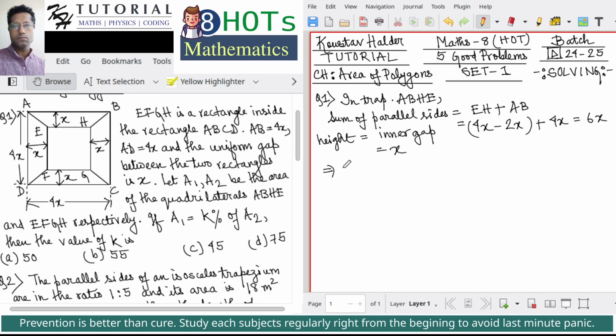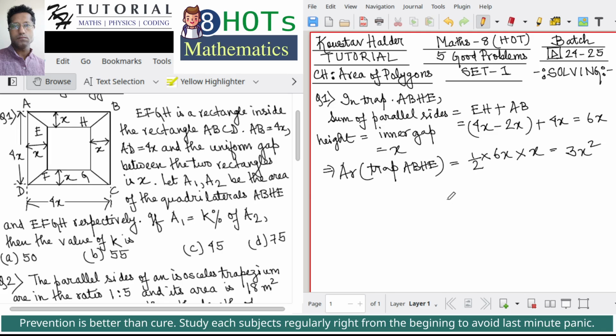So this implies, in short writing A1 for the area of trapezium ABHE, it will be equal to, we know, half multiplied by the sum of the parallel sides, which is 6x, multiplied by the height or the altitude, that is the distance between the parallel sides in a trapezium, which in this problem is x. So this is 3x square. 3x square is the area of the trapezium ABHE.